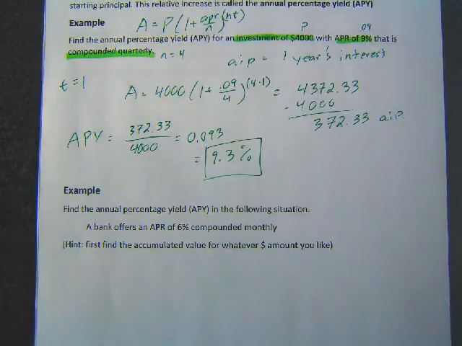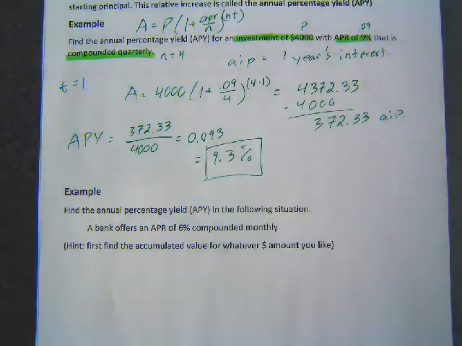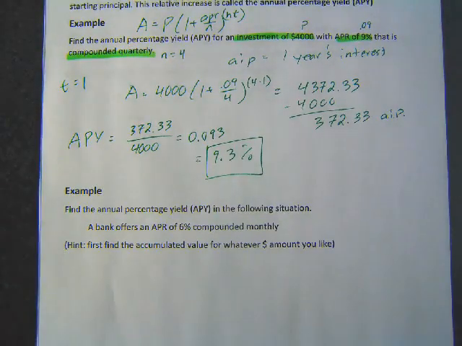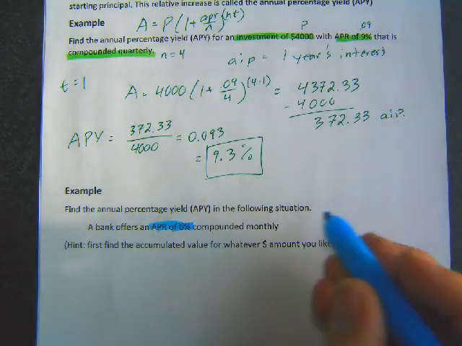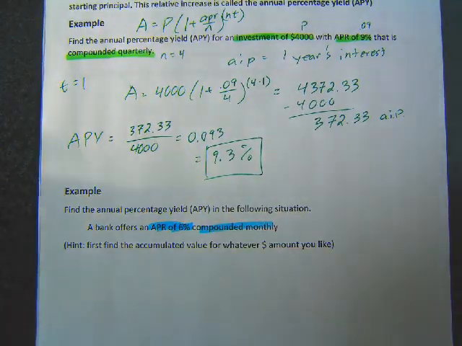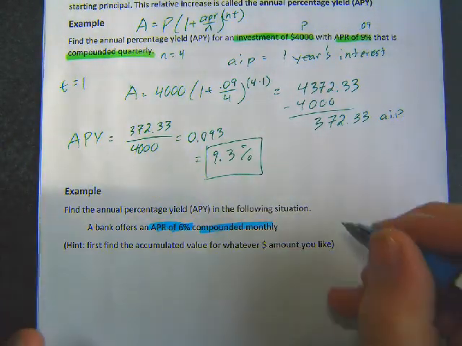You can see that in the next example problem, because in the next problem, they say, let's find the APY, and all they give us is the interest rate. So 6%, they say 6% is your interest rate, and the fact that you're compounded monthly. And that's all they tell you. They don't actually tell you the principal.